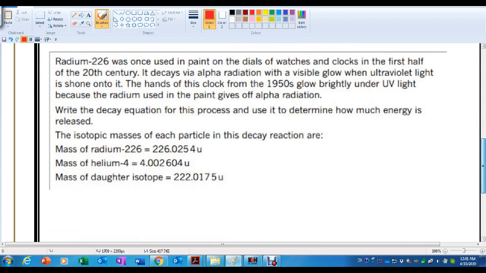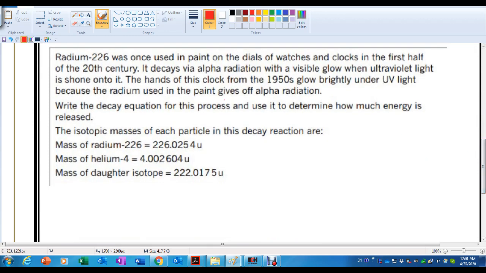Okay, so let's see one question like this. Okay, radium-226 was once used in paints. Okay, so it decays via alpha decay with a visible glow. Okay, so we can skip that. That's quite irrelevant. Write a decay equation for this process and use it to determine how much energy is released.